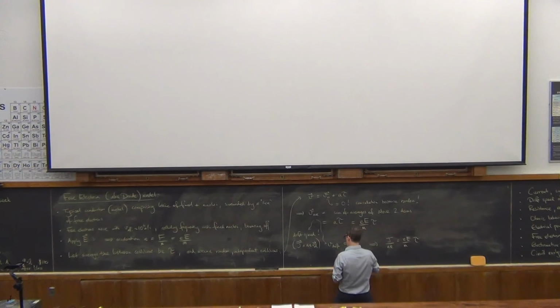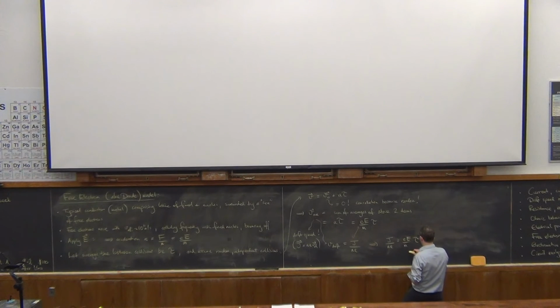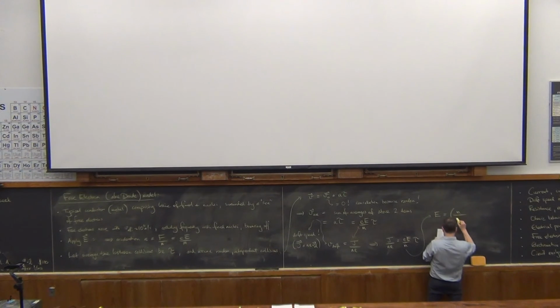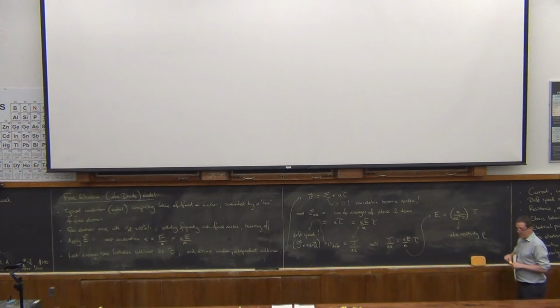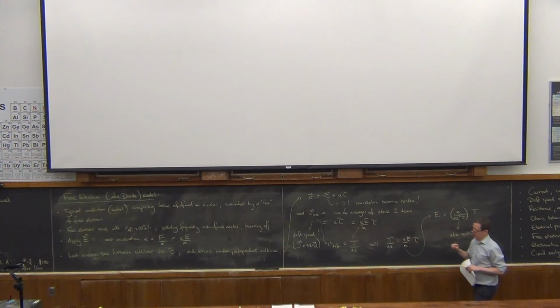Almost there. I'm going to finish this up over here so everyone can see it. And this tells me now that E equals m over n e squared tau times J, where this is just the resistivity. Okay, so I know a lot going on quickly here. Let me summarize it quickly. I'm going to pause for questions, then we're going to talk about the results and see what it tells us.